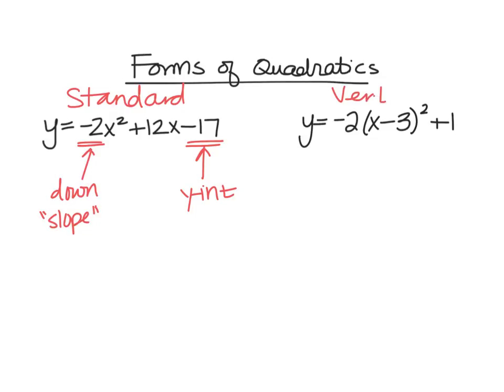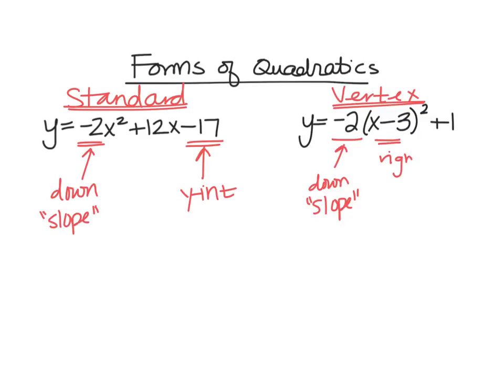In vertex form, which is the one that we spent more time on, that's the one where we do the left, right, up, down. We can still see that this is down and it has a slope of negative 2. Remember, we can only do that because this is a whole number. And then we can also see I've got right 3 because it's opposite, up 1. And remember, this gives us some other information. It tells us the vertex is going to be at 3, 1.